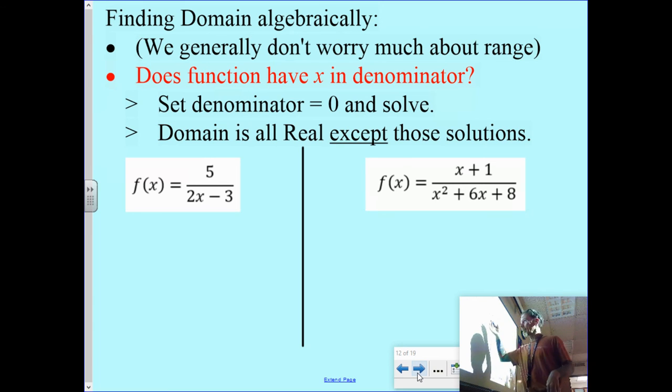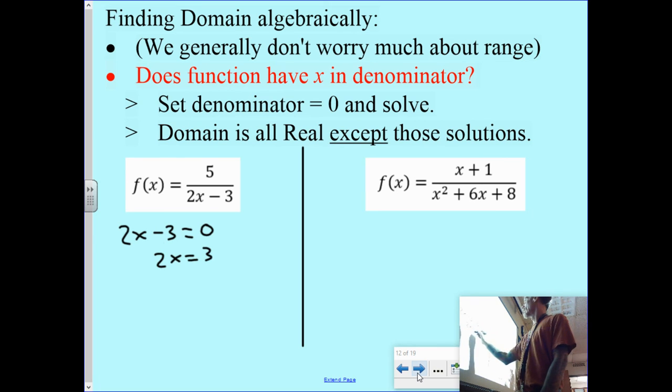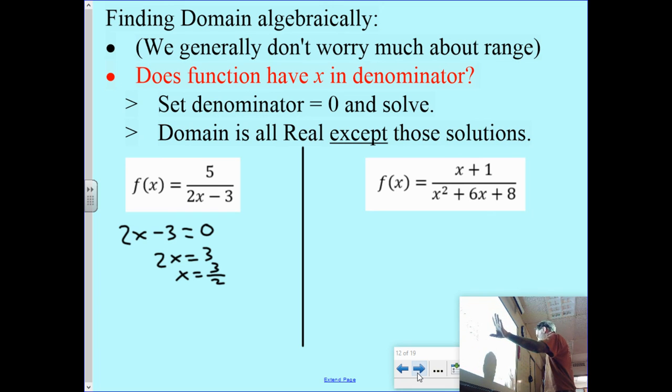So you almost don't even care about the top. When we start graphing rational functions later in the year, we'll care what's going on top. But for the domain, we only look at the bottom. So we set the denominator equal to 0 and just solve it. So we got 2x equals 3, so x equals 3 over 2. And then when you write your domain, it's everything except that one number, right? So it goes from negative infinity to positive infinity. It just skips over 3 over 2.